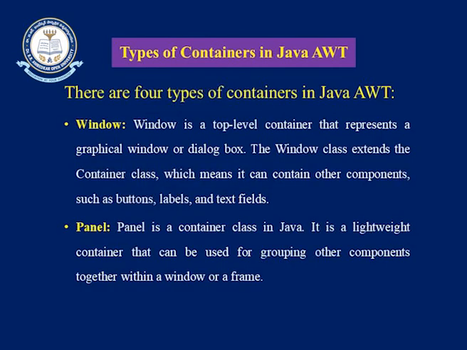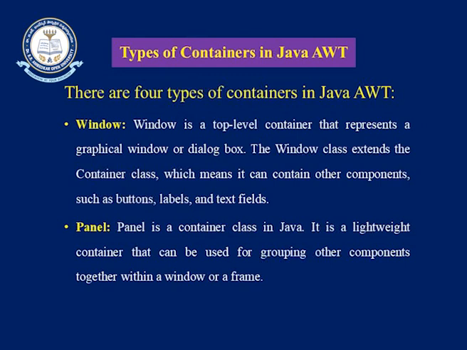A window is a top level container. Among the types of containers, window is the top level container. What is its purpose? It represents a graphical window or dialog boxes. The window class extends the container class, which means it can contain other components also, such as buttons, labels, and text fields.